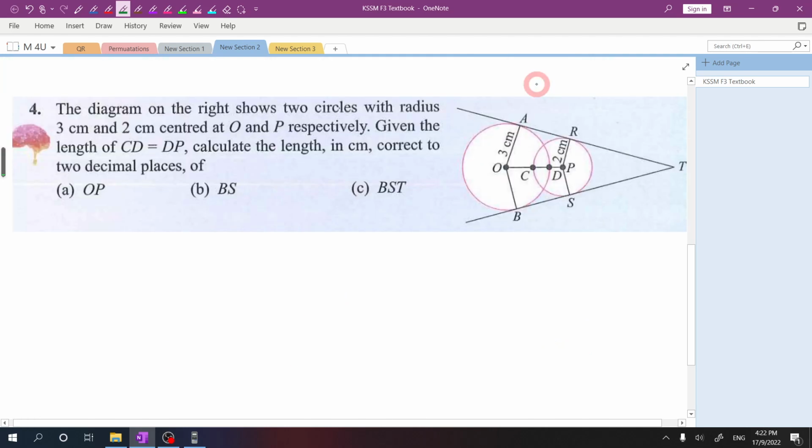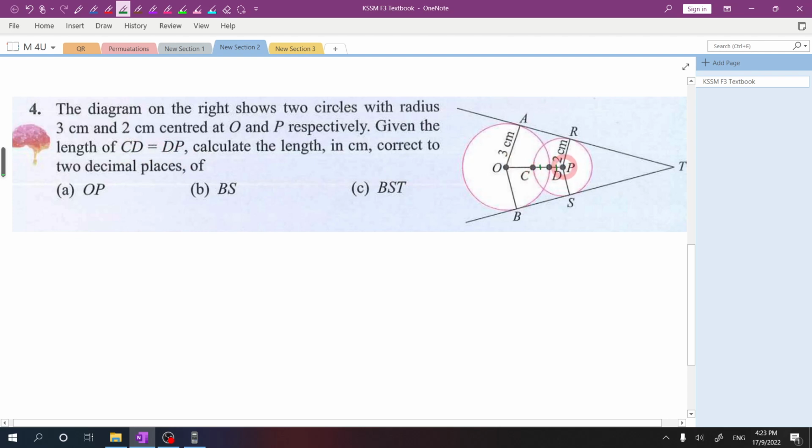Next, let's try question number 4. The diagram on the right shows two circles with radius 3 cm and 2 cm, centered at O and P respectively. Given the length of CD and DQ, CD is equal to DP. Here and here, same length. CD is equal to DP.